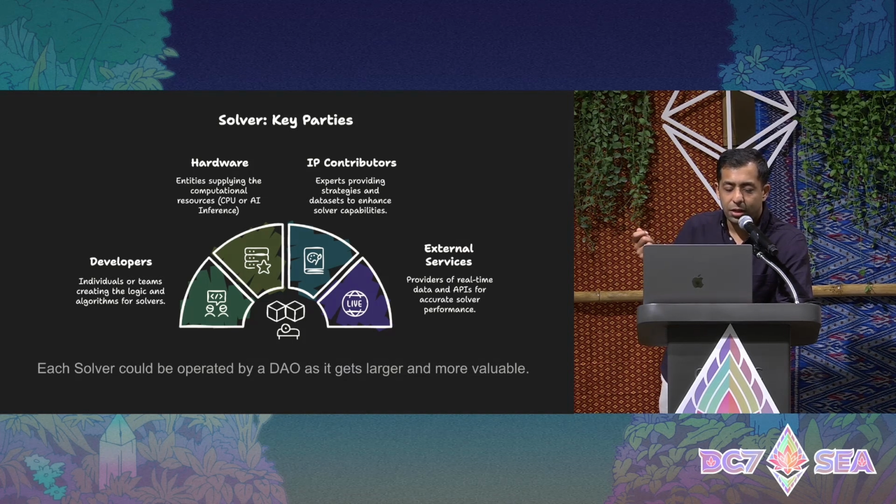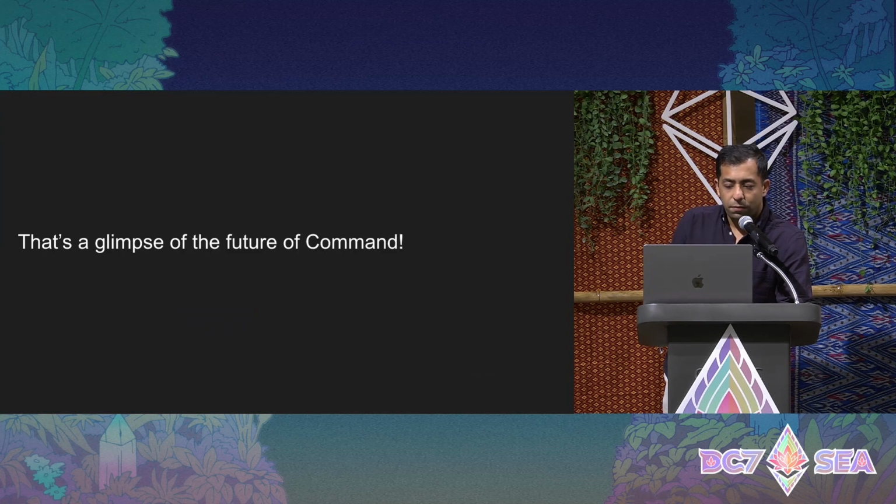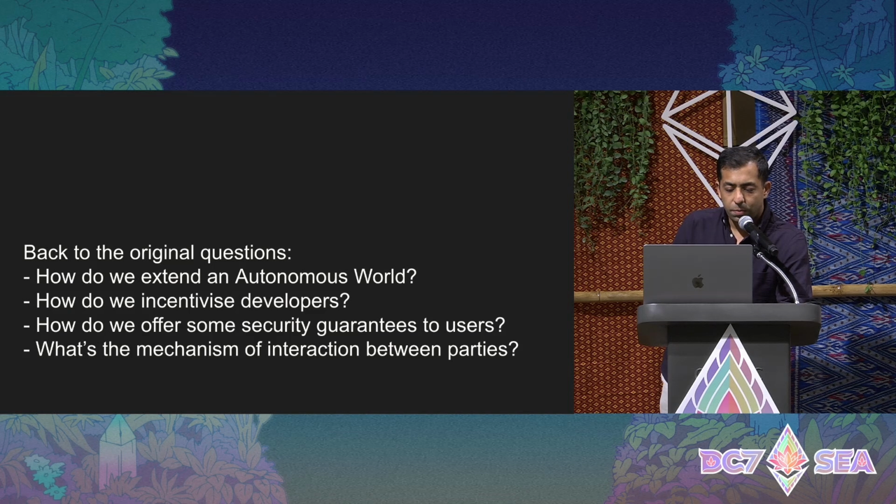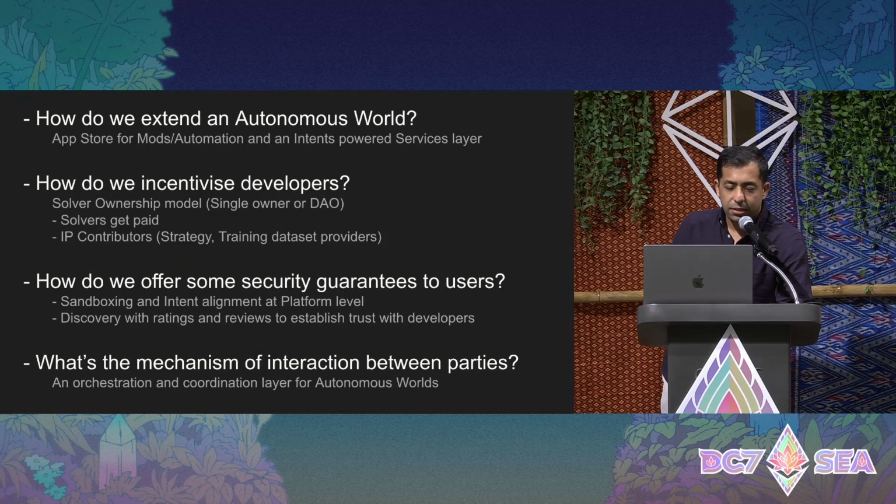And then any system would have to figure out how to compensate these users. And finally, we have external services. For any agentic framework, we'll need access to real-time data and things like that. And finally, each solver can be operated as a DAO. So as they get larger and they accrue more value, it can be pretty cool. So that's a glimpse of the future of Command. So back to the original questions that I asked at the beginning. This is how Yeoman Command could evolve to answer these questions.